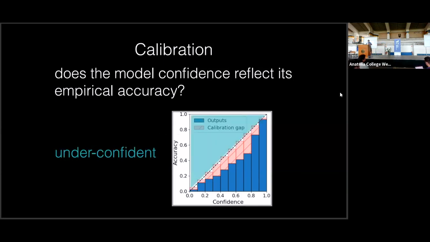When you're off this line, it can mean two things. If you're above this line, it means underconfident, because my confidence scores are actually lower than my empirical accuracy. So if the model says it's 20% confident, but it's actually getting those cases right 90% of the time, it's underconfident. Conversely, it can be overconfident, and that's the model we show here in the blue bars, because the empirical accuracies are a bit below the reported confidence levels by the model.